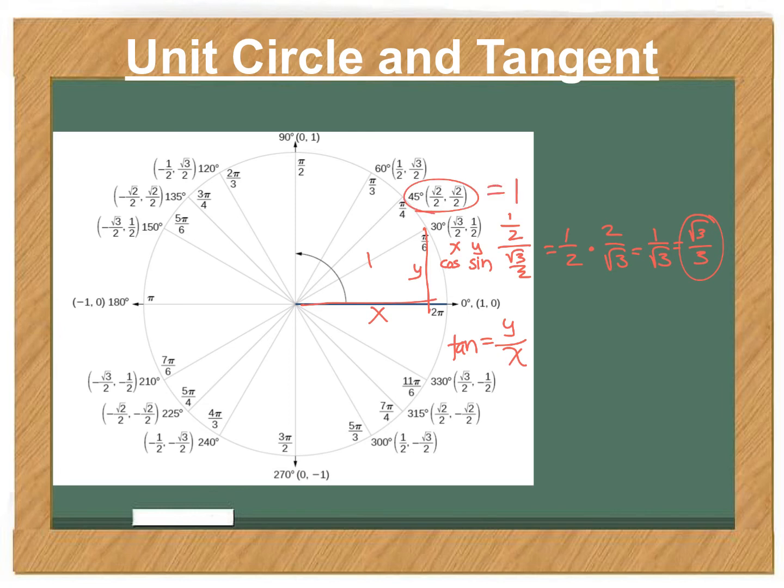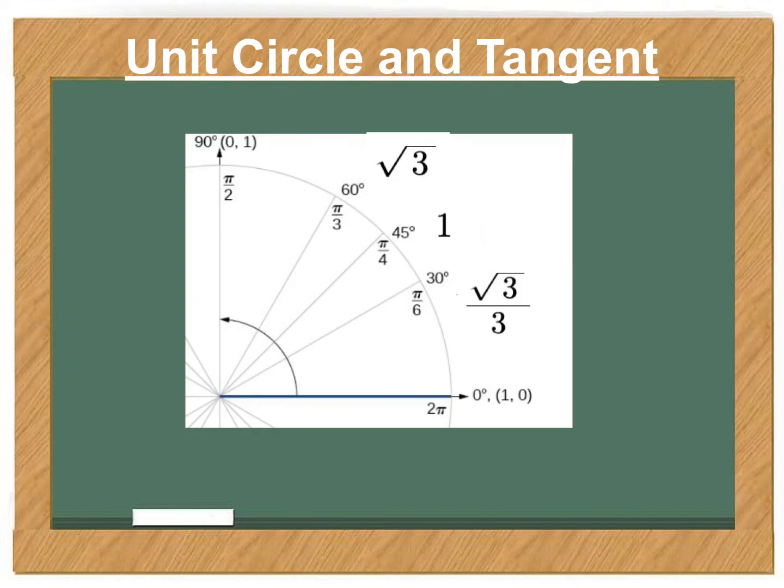And then for this one, we're going to do root 3 over 2 divided by 1/2, which is root 3 over 2 times the reciprocal, which is 2 over 1. So this is root 3. So notice, root 3 divided by 3 is smaller. This is my smaller fraction. Root 3 is my bigger fraction. It's on my taller triangle.